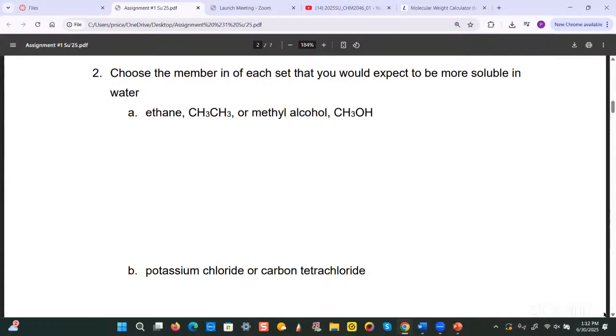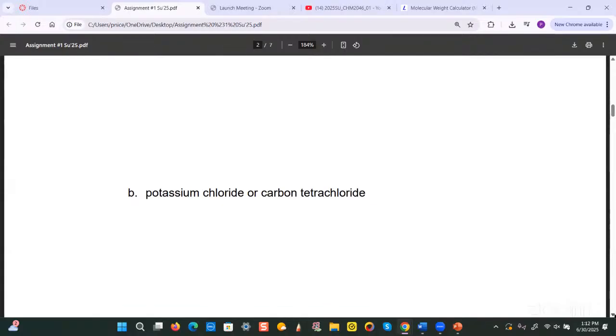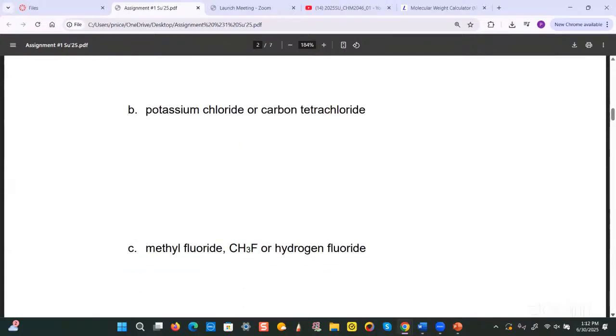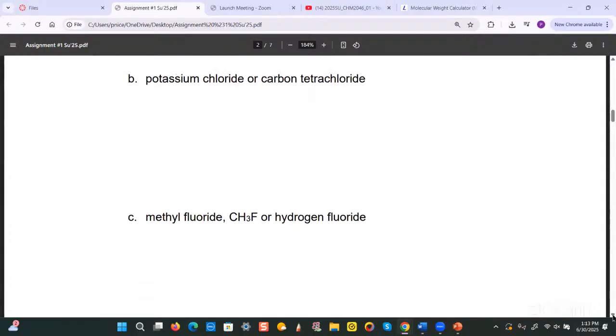What about potassium chloride or carbon tetrachloride? Which one would you expect to be more soluble in water? And the hint is that potassium chloride is ionic and carbon tetrachloride is non-polar. So which of these two would you expect to be more soluble in water? Potassium chloride, exactly.